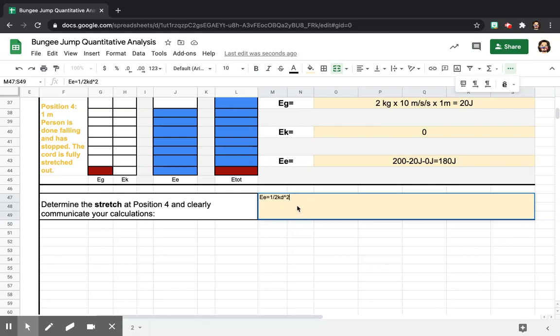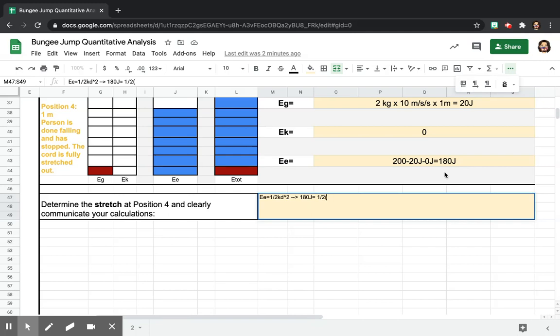Because we're in Google Sheets, it's going to look like this. So we're going to start with this equation. I know that my elastic energy at position 4 is 180 joules. So I'm just going to start to fill in the different variables, and then I'm going to work backwards to find out what stretches, because that's the easiest way.